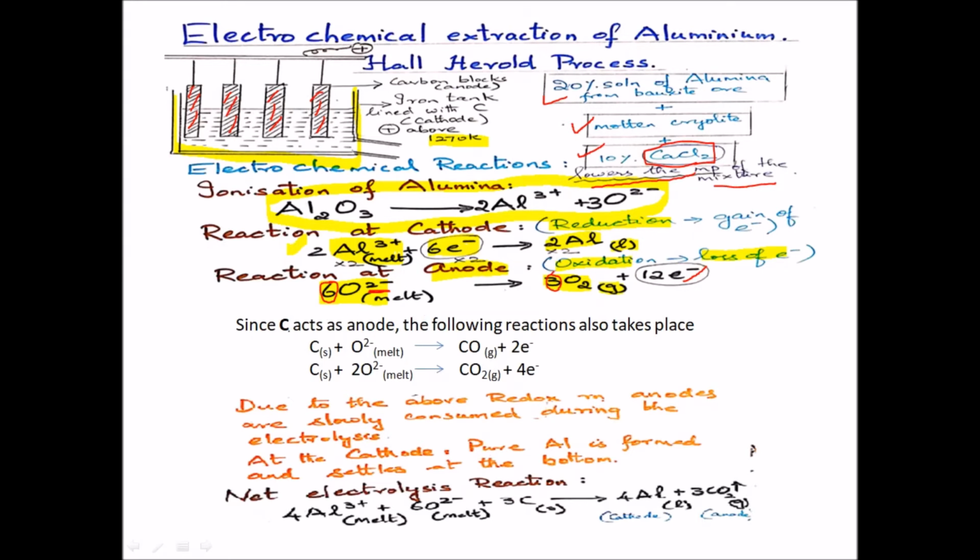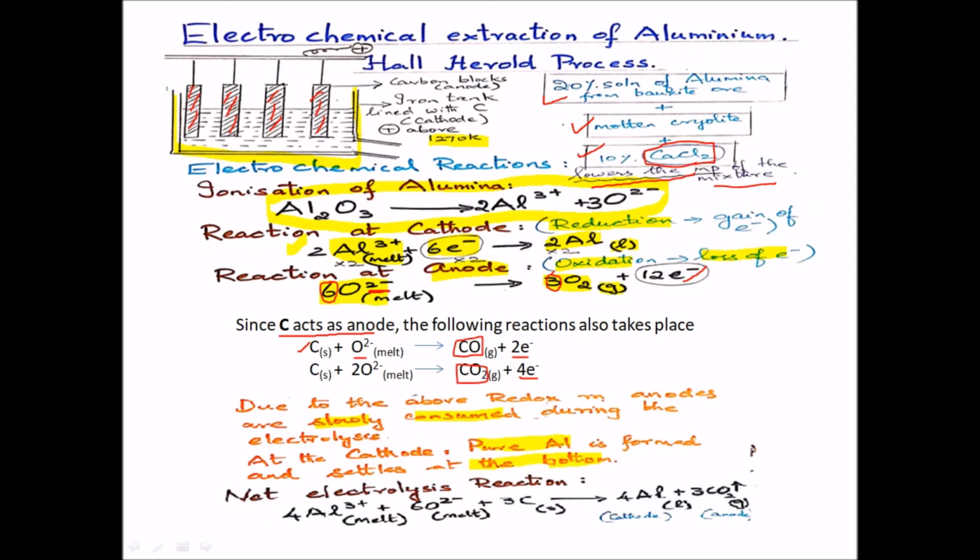Since carbon acts as an anode, the following reactions also take place. Carbon reacts with oxygen ions O2- and can form carbon monoxide or carbon dioxide with the release of electrons. Due to the above redox reactions, the anode is slowly consumed during electrolysis, and at the cathode, pure aluminium is formed and settles down at the bottom.